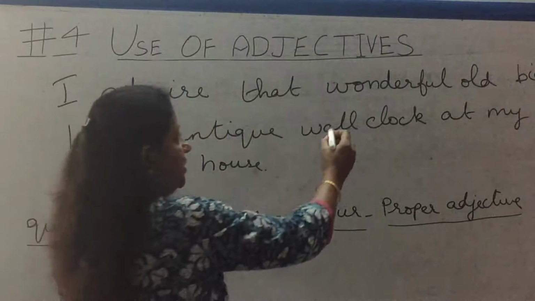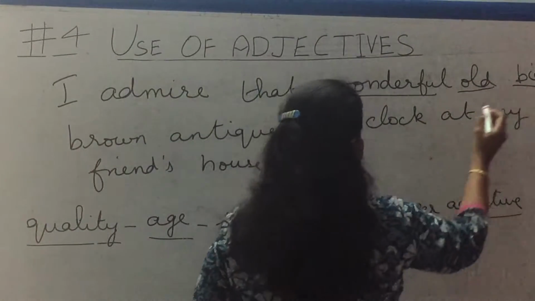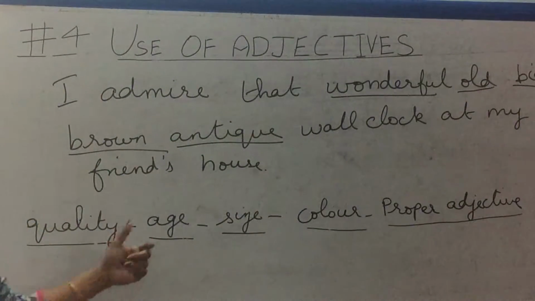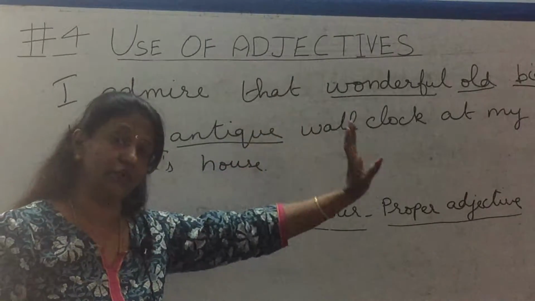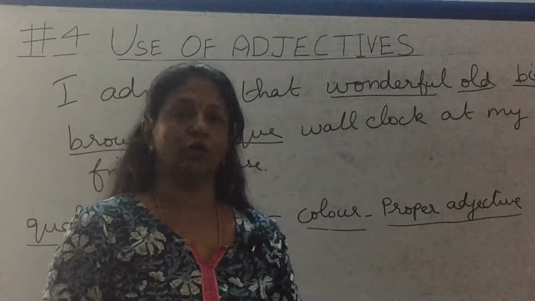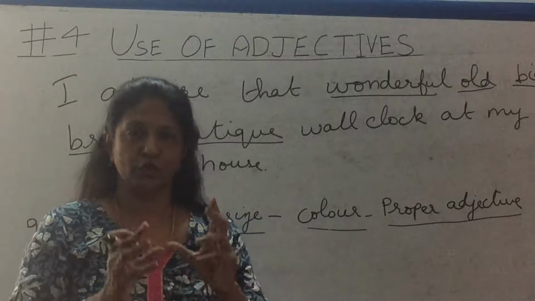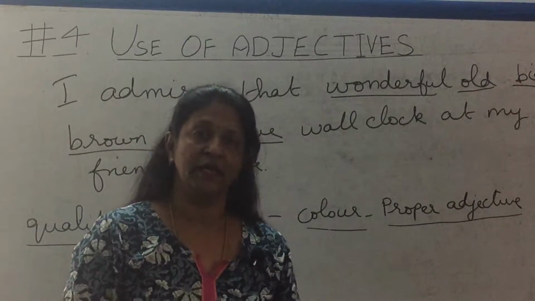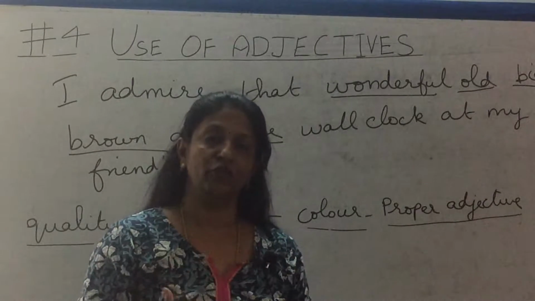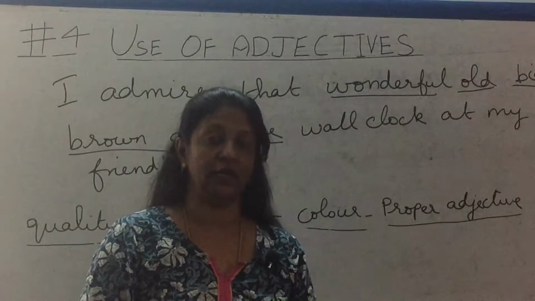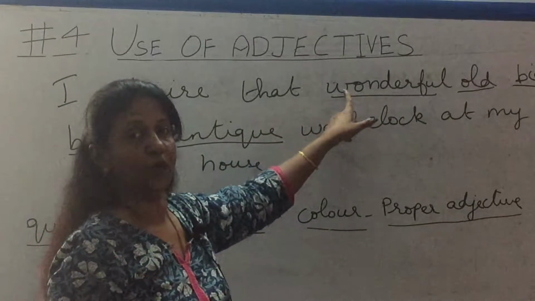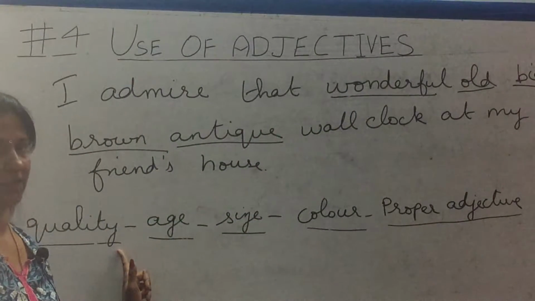See here, from here starts the adjectives. Wonderful is an adjective, old, big, antique, brown. So here, what I am trying to say is, first I have mentioned the quality. And what am I trying to describe here? I am trying to just describe a wall clock. Somebody is asking you, okay, so why do you like the wall clock at your friend's house? So you have to tell the importance. So you should not say it's a good wall clock. Okay. So if you say it only with one adjective, you are not trying to explain the meaning properly. So that's why I am trying to tell more and more adjectives to describe this wall clock. So how will you say? It's wonderful. Wonderful means the quality. So the quality comes first.